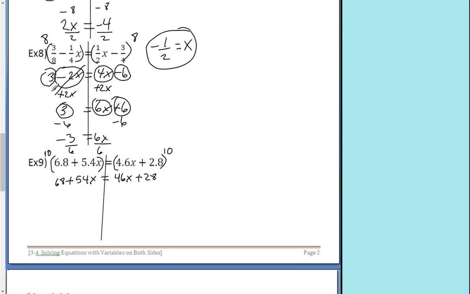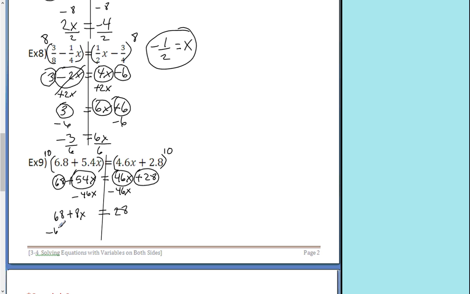So, chunk this. What am I going to get rid of? The 46x, because I have more positives over here. So add negative 46x to both sides. 54x plus a negative 46x is 8x. So I have 68 plus 8x equals 28.